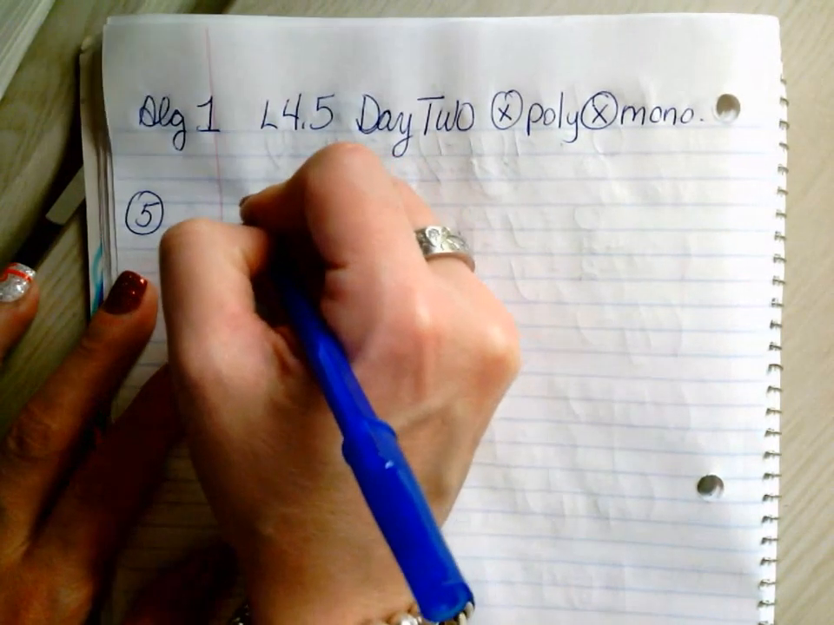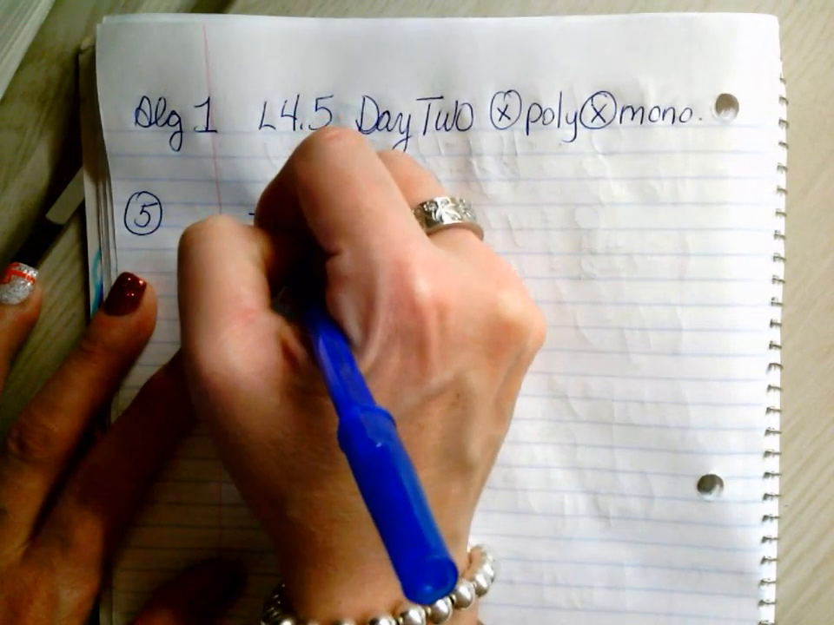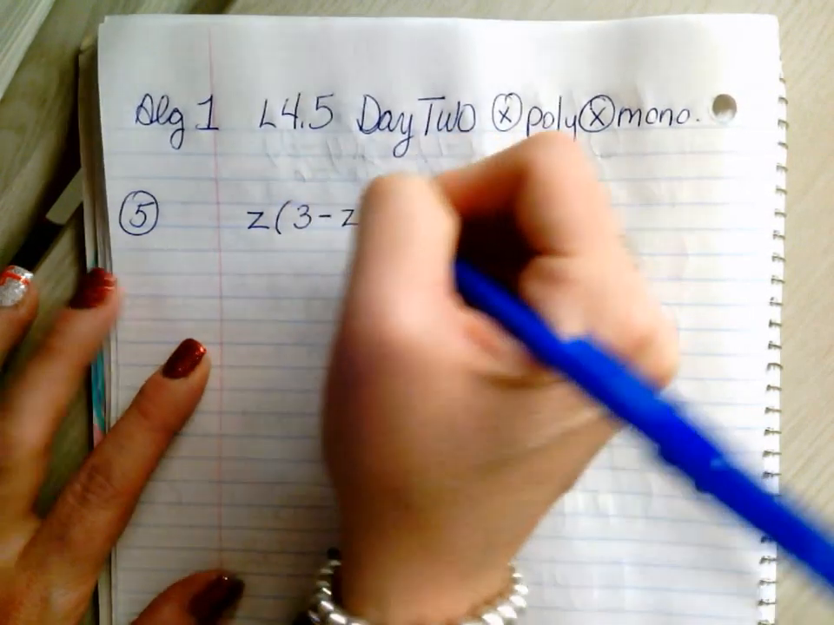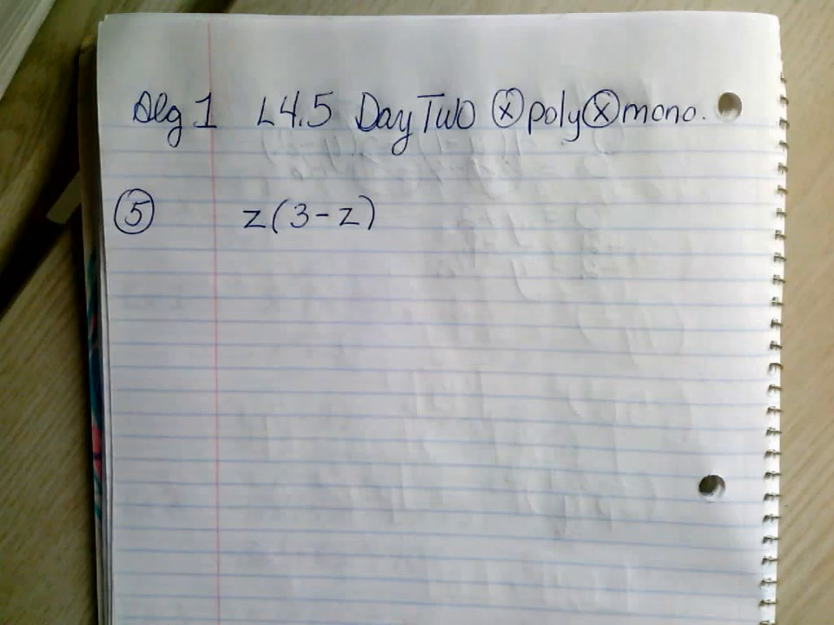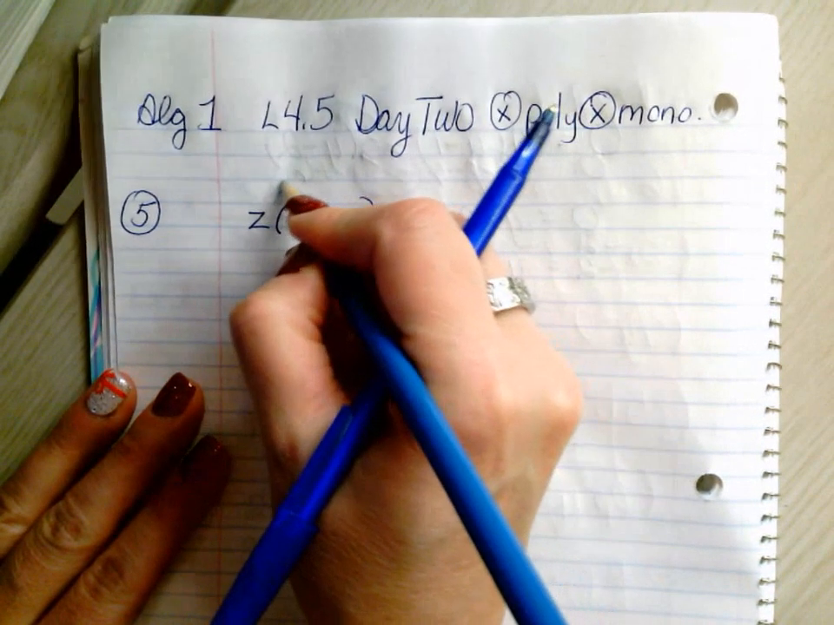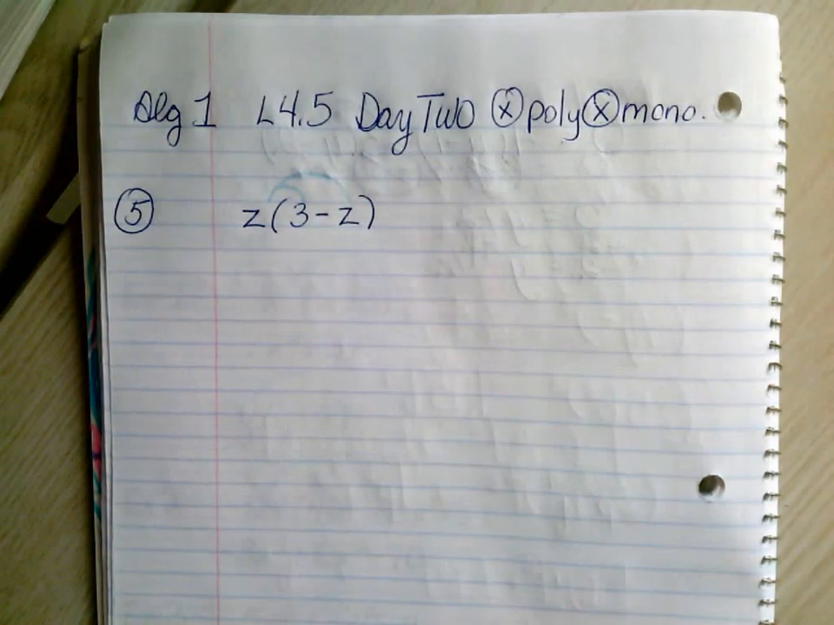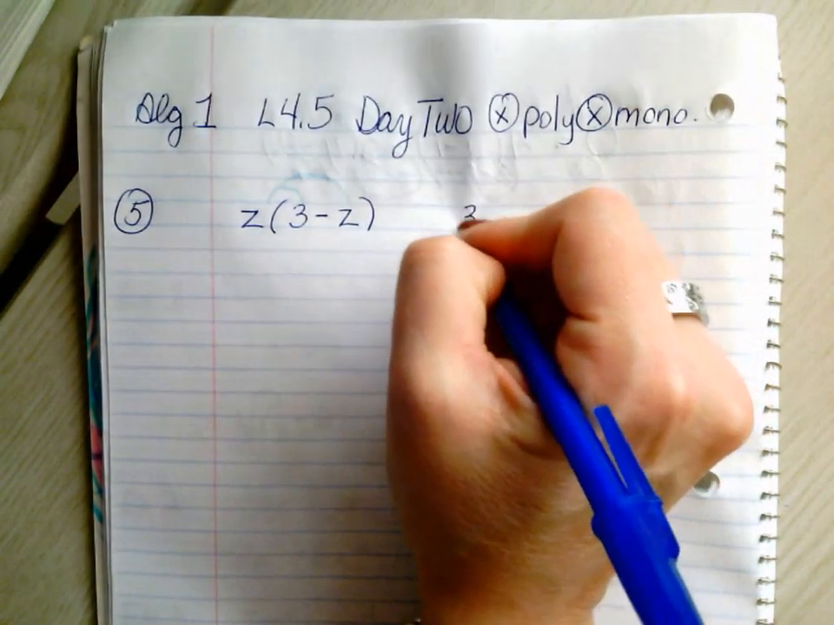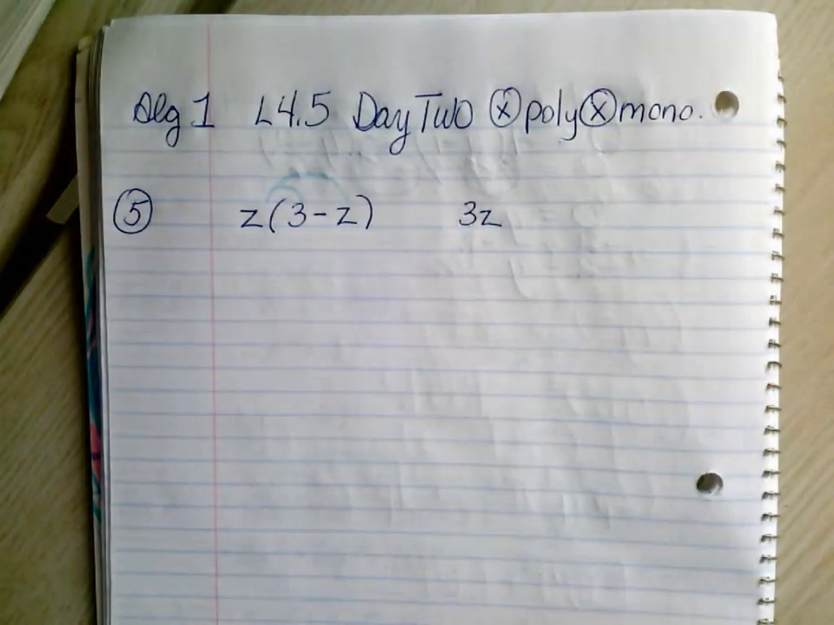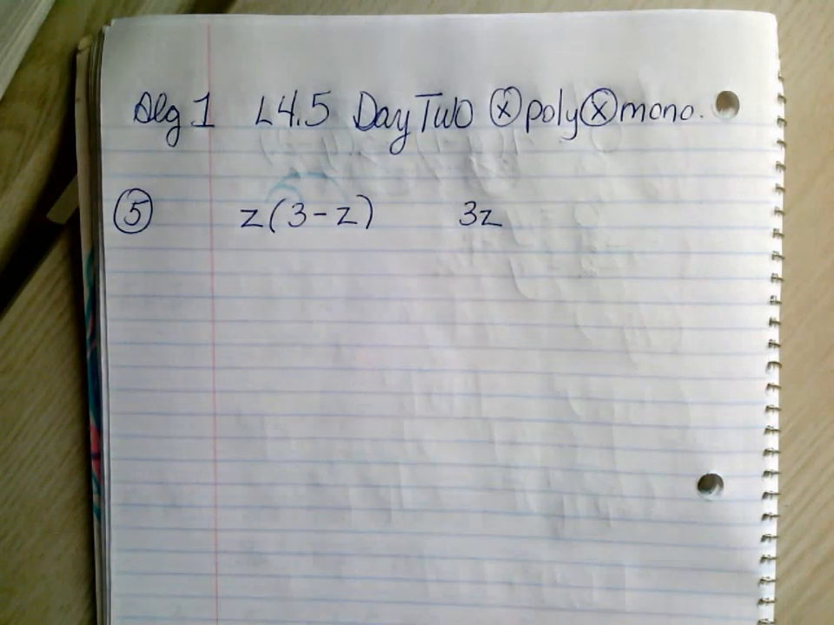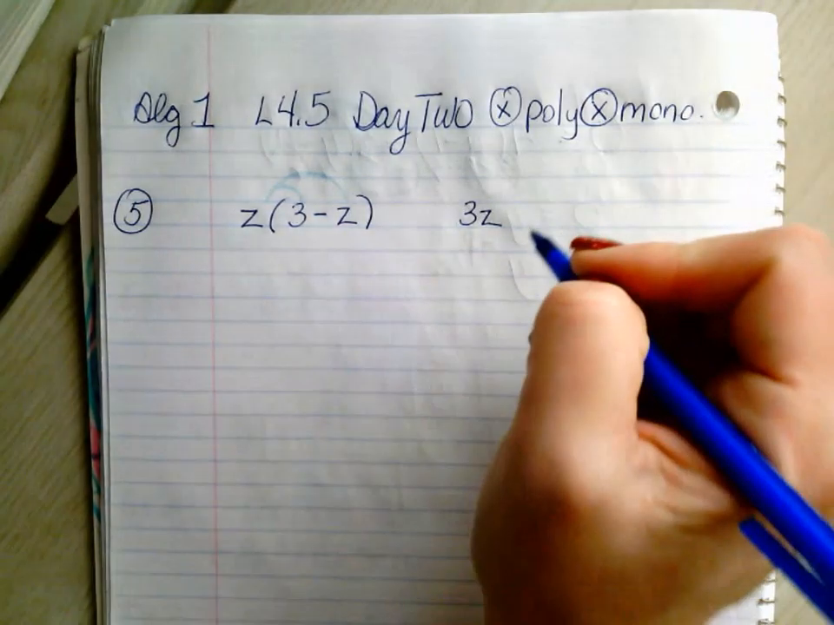Number 5 is z multiplied by 3 minus z. Simple enough, right? I'm not going to stack it. I'm simply going to distribute because that's the method I prefer. As I told you guys yesterday, you can do it however you like. And I would end up with z times 3 being 3z. You always want to write the number in front of the letter because that tells you how many z's there are. And z times negative z.